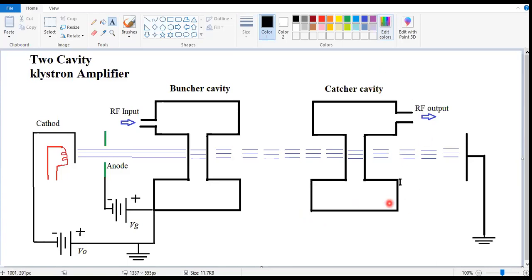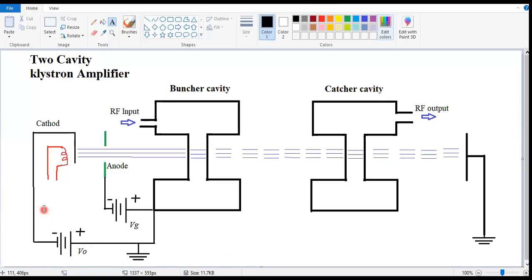These two cavities have different functions. What is the function of these two cavity klystron, how does it work? Here you can see this is RF input and RF output. So the two cavity klystron is widely used as a microwave amplifier, operated by the principle of velocity and current modulation. What velocity modulation or current modulation is, we will discuss after this, and then we will go into detail of understanding this diagram.